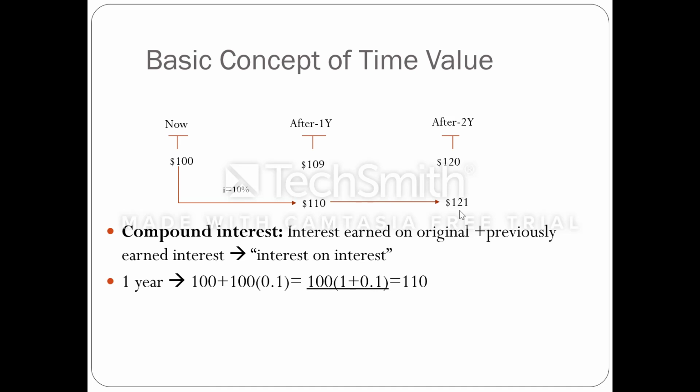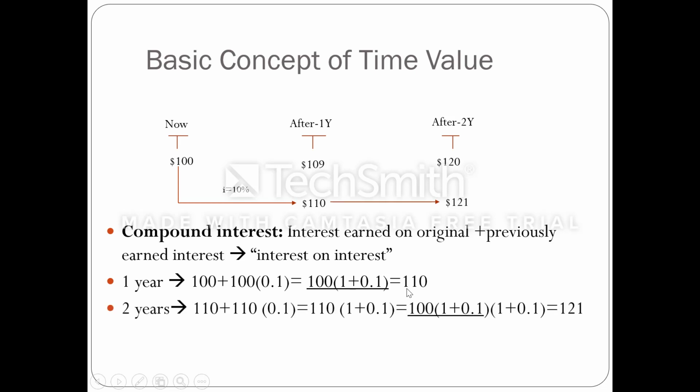Only in case of compound interest we can get interest over interest. So here we have the formula. After 1 year, 100 plus whatever interest you got, which you get by multiplying the principal, 100, with the 10%. So you got 110. In the second year, now you have 110 plus 110 multiplied by the interest. So you will eventually get 121.